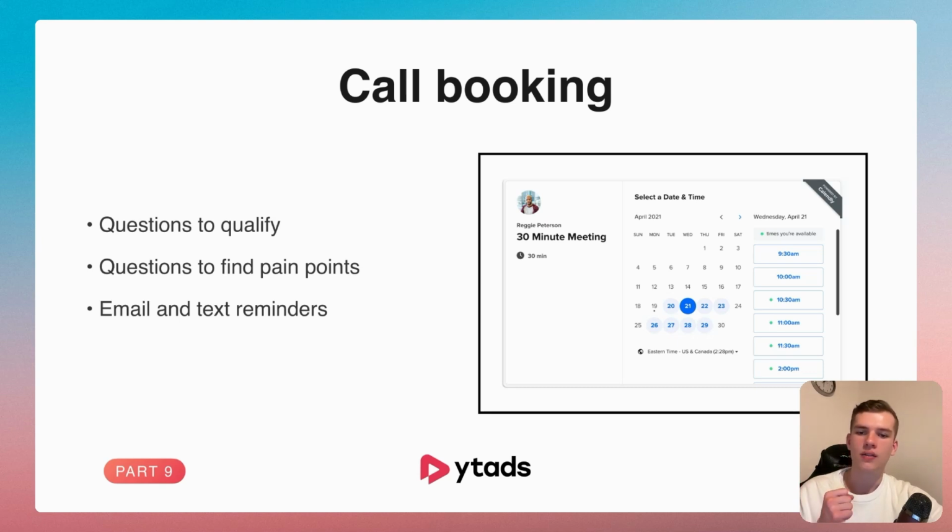So ask a few questions to qualify the person, then ask a few questions in this form to find pain points. And you don't have to ask a few questions. One is also enough. And then you should also activate the email and text reminders. In Calendly, you can activate the email and text reminders, and this just means that the person that has booked a call with you gets reminded of these calls via email and text. And this just increases the show up rate, like the rate that the booked calls actually show up.